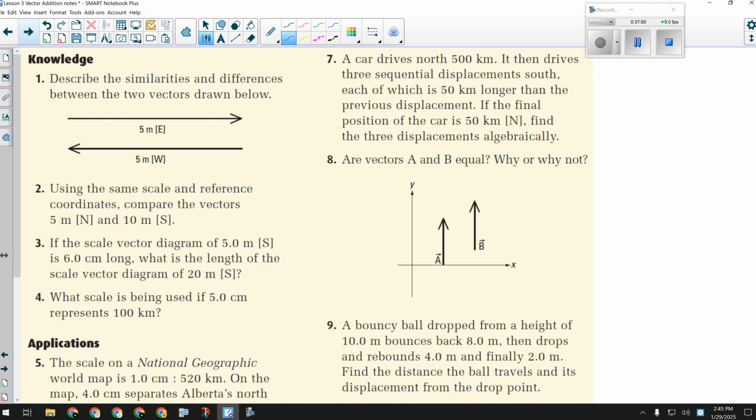So we're just told that this car drives north 500 kilometers, and then it has 3 sequential parts of the trip in the opposite direction, and its final position is 50 kilometers north of where it started. You need to figure out the 3 sequential displacements back. And spoiler alert, it is a bit of an algebra trick. But the diagram can help you out.